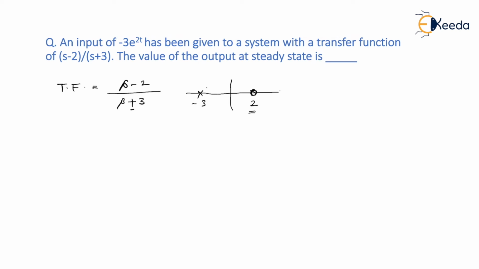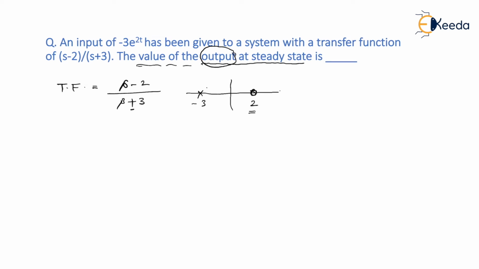But the question is, shall I apply the final value theorem? Some of the students say yes, we have to apply the final value theorem because they are asking for the output at steady state, and of course at steady state it means I have to find the value at t equal to infinity. But let me give you an alert. They are asking you the value at steady state, but please see that they are asking you the value of output.